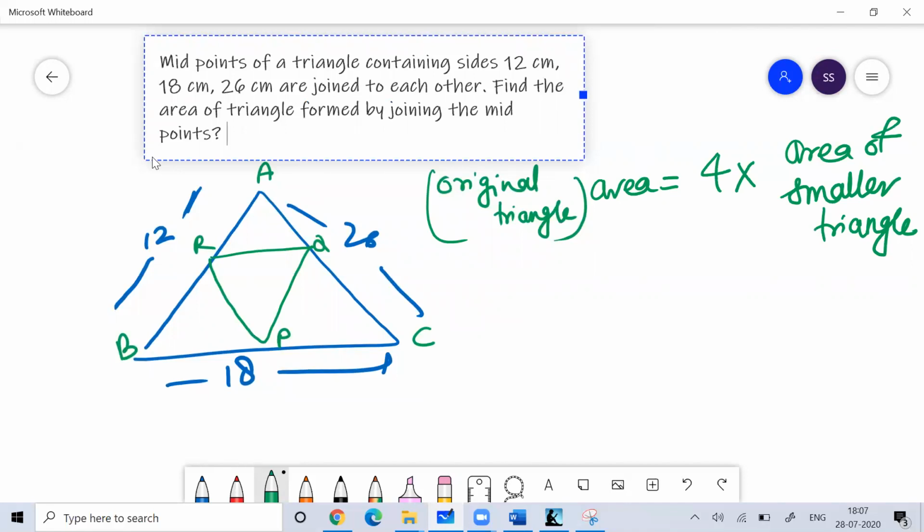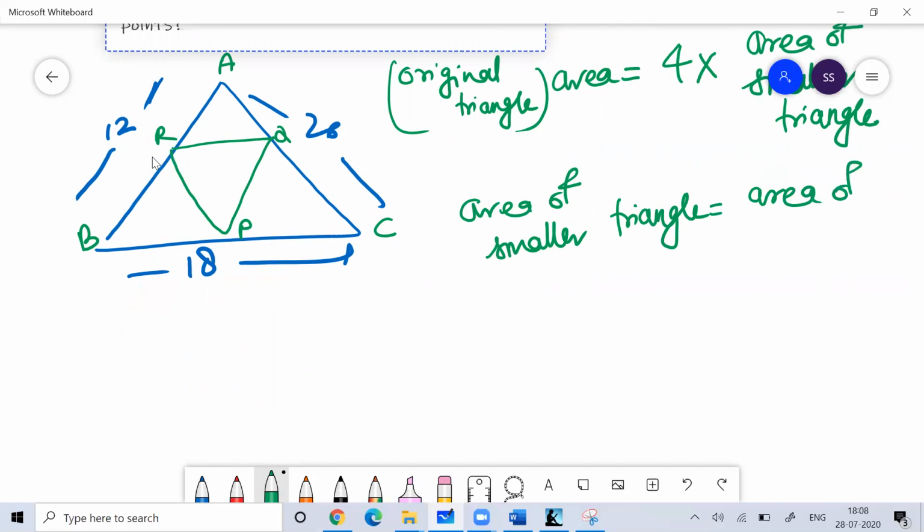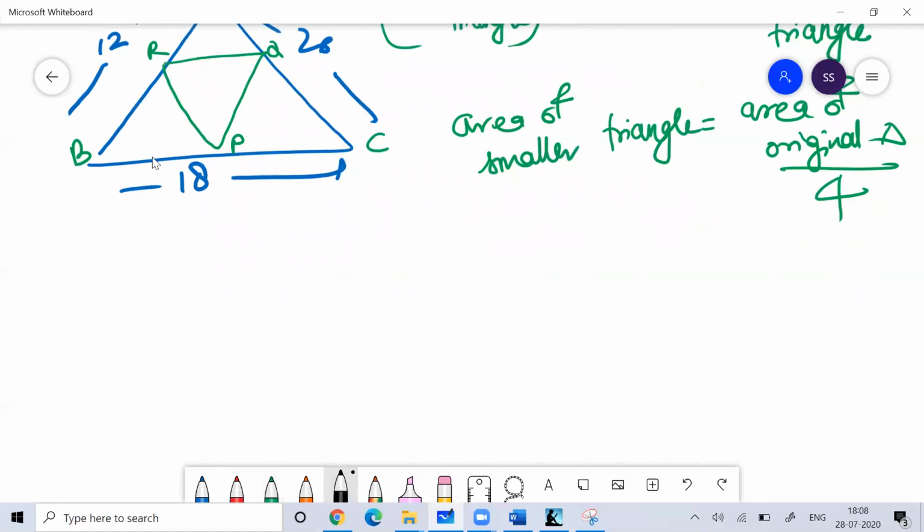So you need the area formed by the midpoints, the area of the smaller triangle. The area of the smaller triangle is equal to the area of the original triangle divided by 4. Now how will I find the area of the original triangle? I can use Heron's formula.